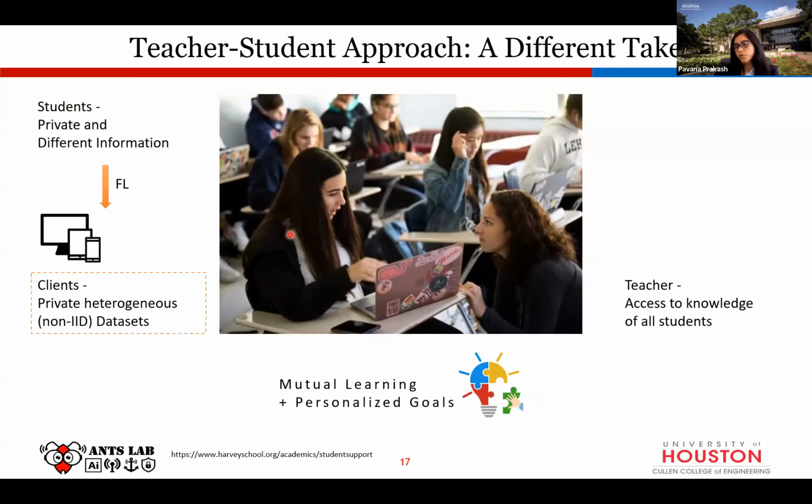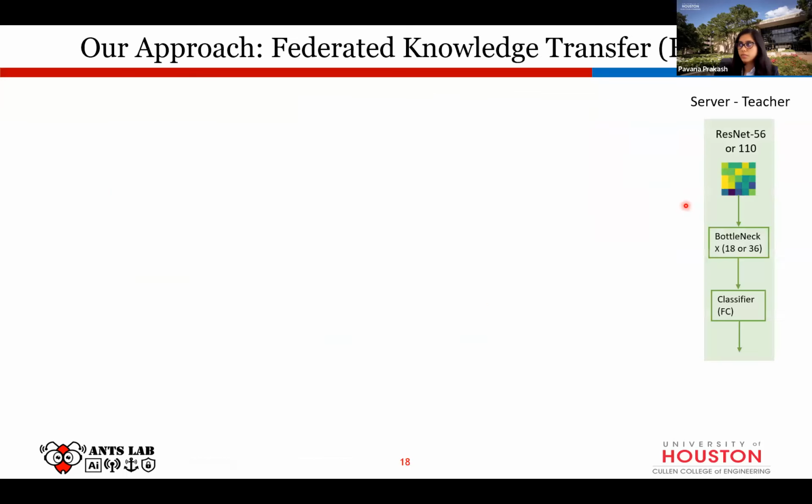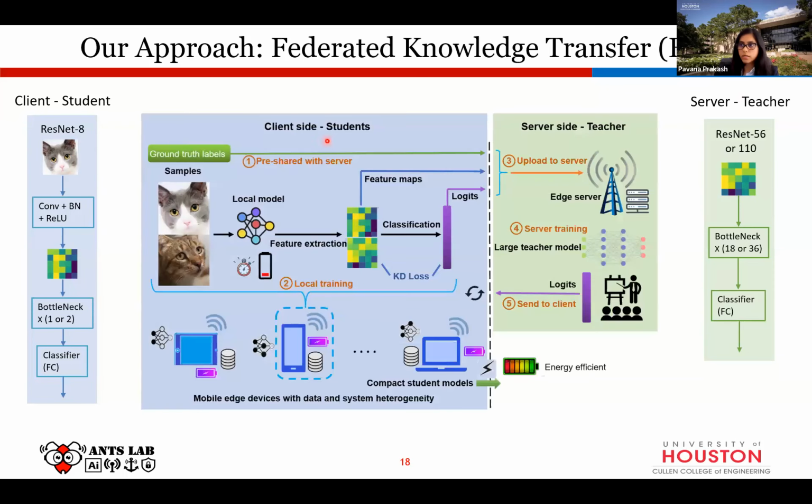So this in terms of federated learning can look like this. These students can be treated as clients who have non-IID private data. The server is like the teacher who has access to everyone's knowledge. So our approach would be something like this. On the teacher, we try to run a big model, and on the student, we run a smaller model like ResNet-8, and we try to distill knowledge between the two by using this kind of algorithm.